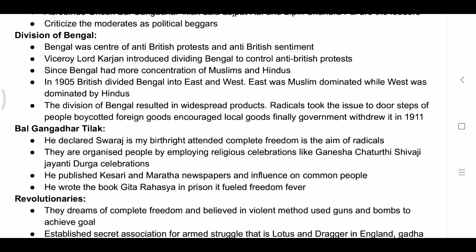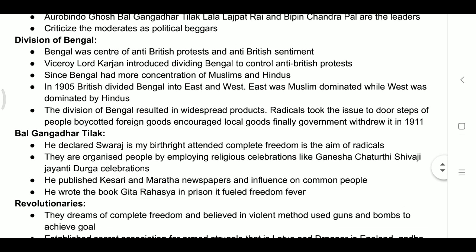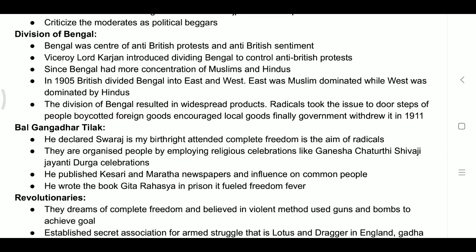One more thing: the division of Bengal in 1905. What was the division of Bengal? Who was the viceroy during that period? How was it divided? How was it cancelled? See, Bengal was a very important place in the freedom movement, the center of anti-British protest and anti-British sentiment.